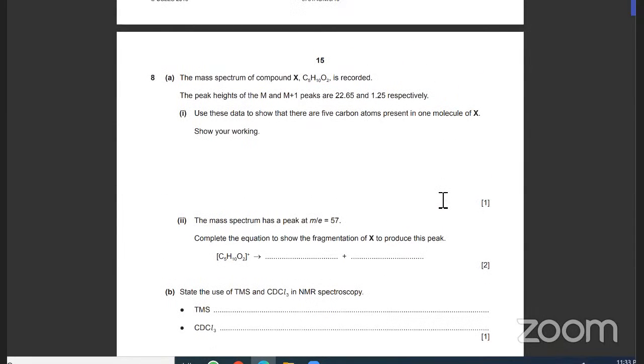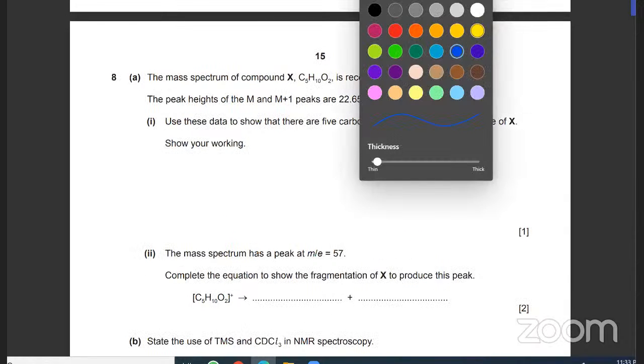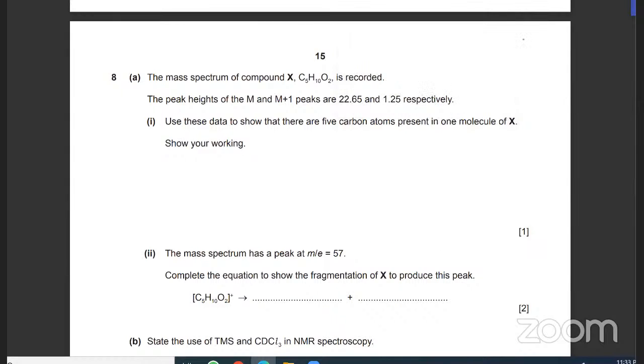Okay, so this entire question, we can go through it. First thing, you have to prove that it's got 5 carbon atoms. All you have to do is use a formula: how do you figure out the number of carbon atoms? It's 100 over 1.1 into the m+1 peak, which is 1.25 over here, divided by the m peak, which is 22.65. So you try and calculate this, and it will hopefully come out to be 5 or something close to 5.